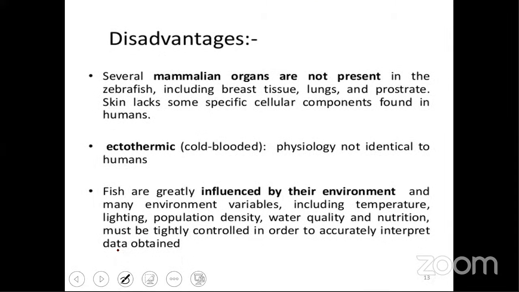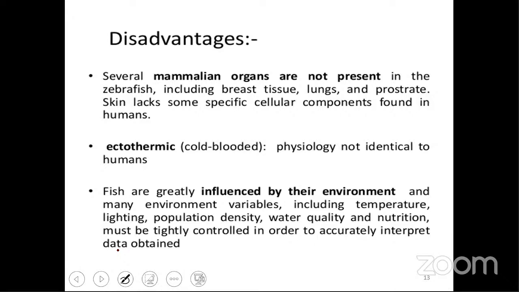And coming towards the disadvantages of the species, several mammalian organs are not present in the zebrafish. So that's a minus point. Whatever organs are present in mammals are not present 100% in this zebrafish. For example, breast tissue, lungs, prostate, and the skin lacks some specific cellular components found in humans.